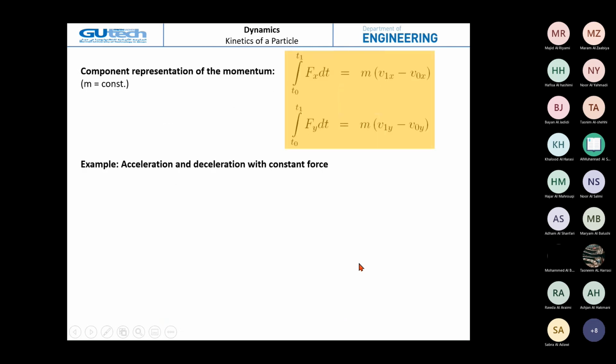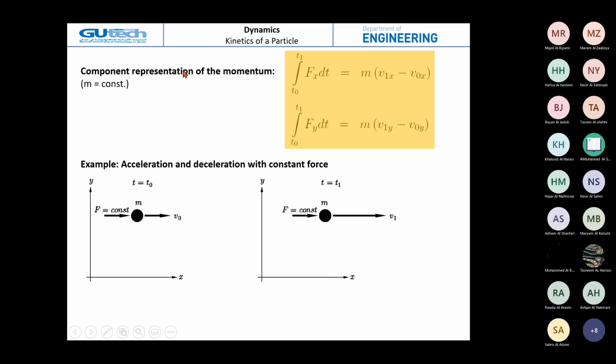Now in the case of constant mass, we make the integral from the time t0 to the actual time of the force in x direction, then it is equal to the constant mass times the difference between the actual velocity and the initial velocity, in x direction. The same principle we use also in y direction.